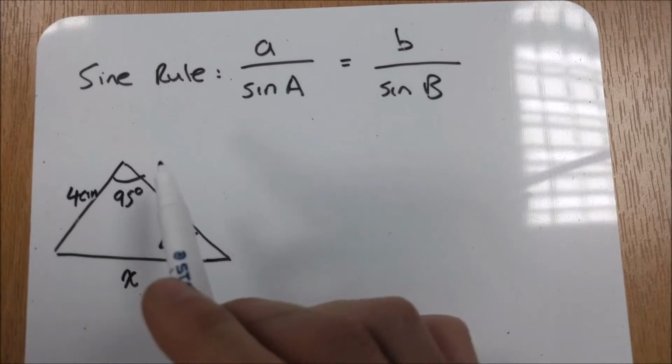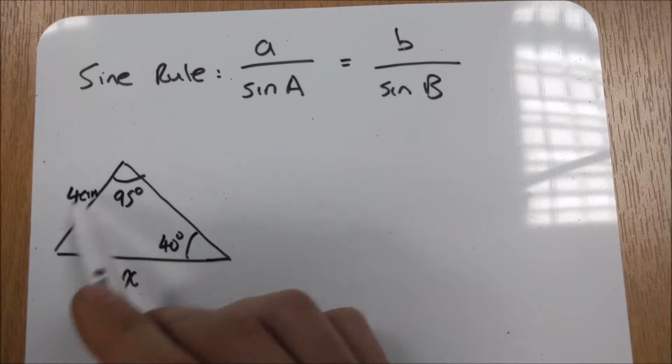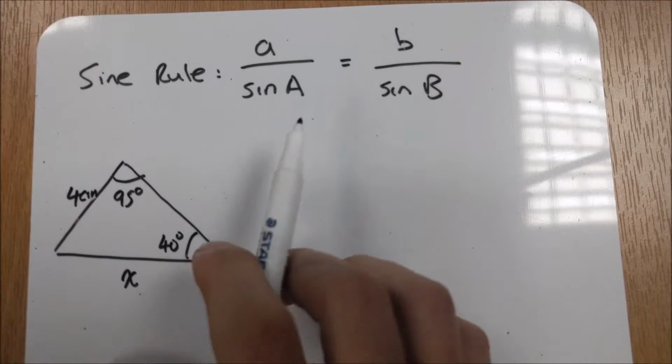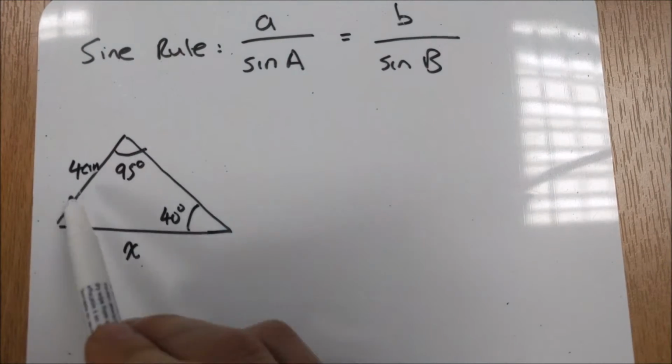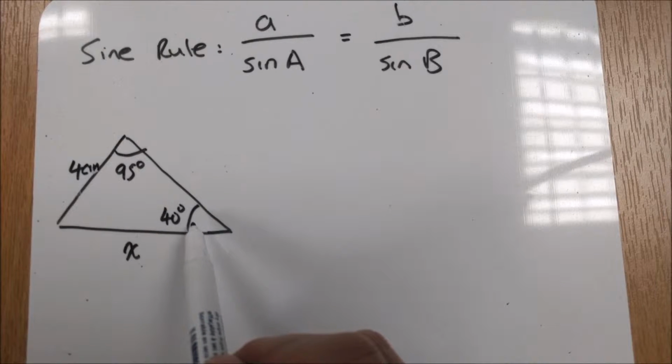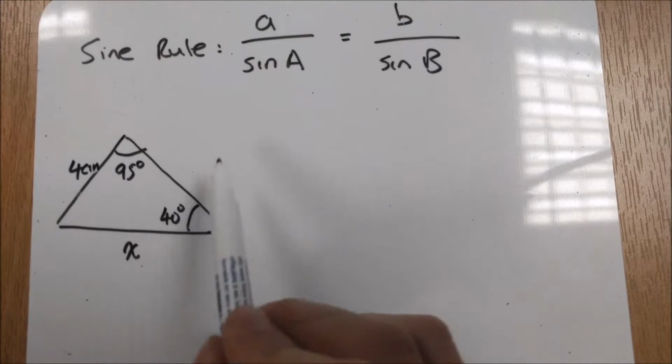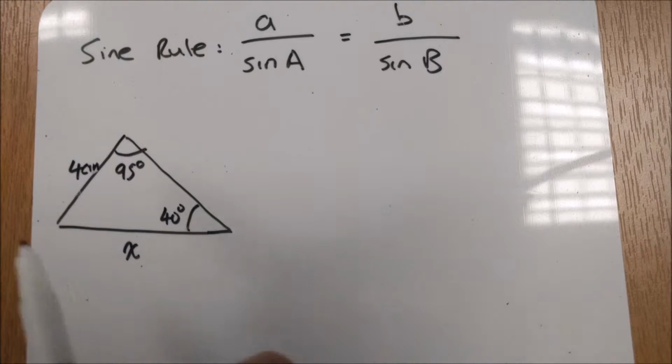The sine rule is used in a triangle when you know a side and opposite angle. So in this case, we know this side 4 centimeters and this opposite angle 40 degrees. Therefore, we can apply our sine rule to find sides or angles in this triangle.